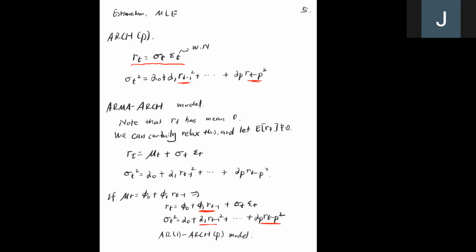The difference between this ARMA-ARCH model and the ARMA model is that we introduce this sigma t in front of the epsilon t. This is a key part. We allow the sigma t to have some dynamics. The reason we want this dynamic is that we want to capture that high volatile periods tend to be clustered together, and that the conditional variance is not constant. Those are the two things we want to capture.